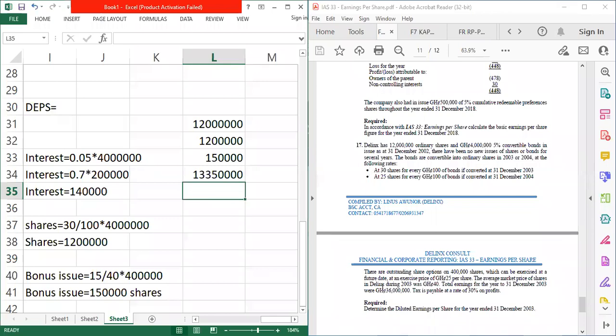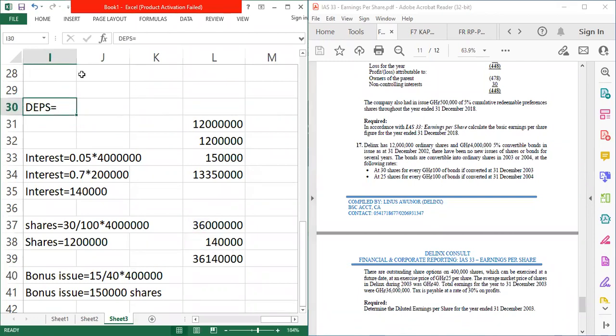What is our profit for the year? 36 million. Okay. But we are having some savings of what? We are going to have some interest savings of 140,000. So what will be our total earnings now? 36,140. Am I correct? Yes.